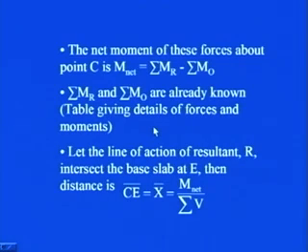In that table, summation V was known, summation MR was known, and summation MO is known. So, simply you pick all those values from that particular table, and here you will be able to find out this M net. Now, I have to find out the line of action of that resultant also. Let us say that the line of action of this resultant R intersects the base slab at E, then this distance CE, if I name it x bar, will be equal to M net by summation V.